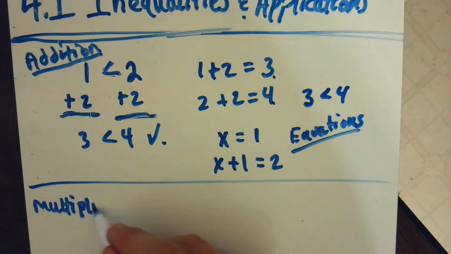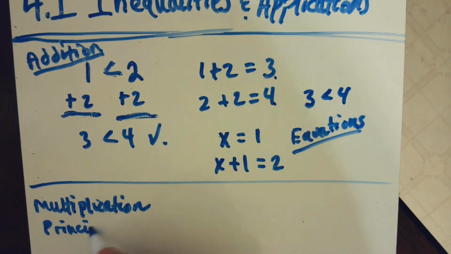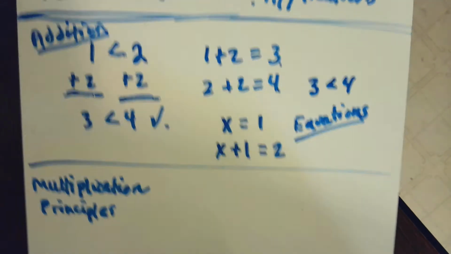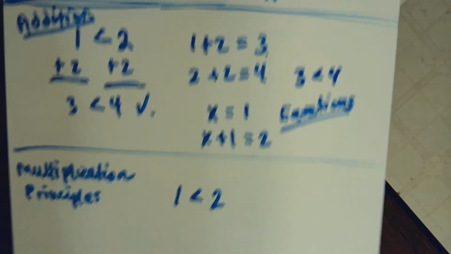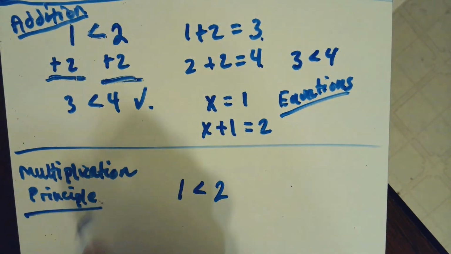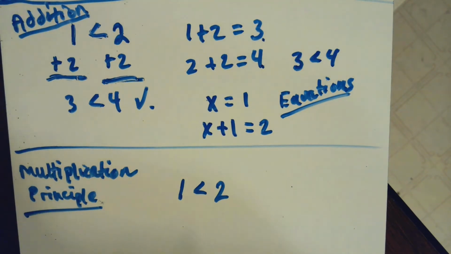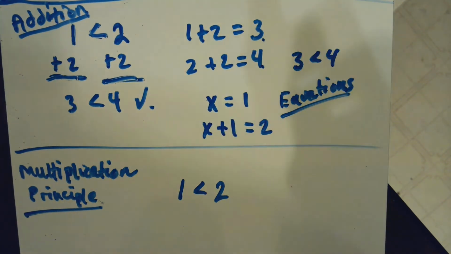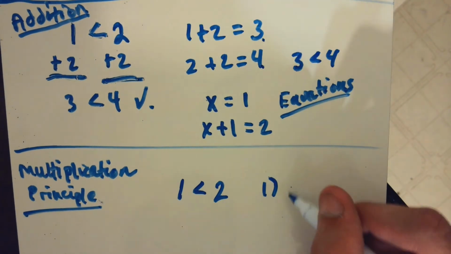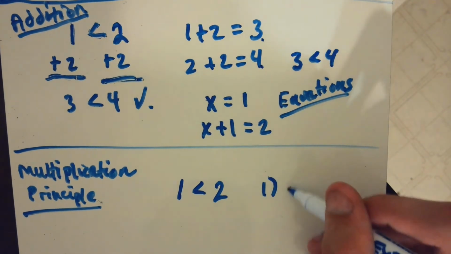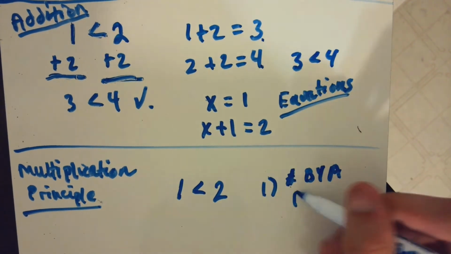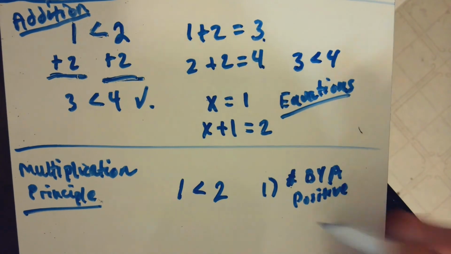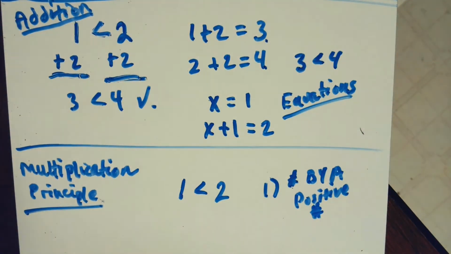Awesome. Now let's get to the multiplication principle. Multiplication principle is a little bit trickier for inequalities. And that's because of one key thing. So let's just say we take the inequality that we know is true again. We know 1 is less than 2, right? But what I want to do is I want to take this inequality and multiply it by something on both sides. Let's consider case 1 where I multiply it by a positive number. Let's see what happens in that case.